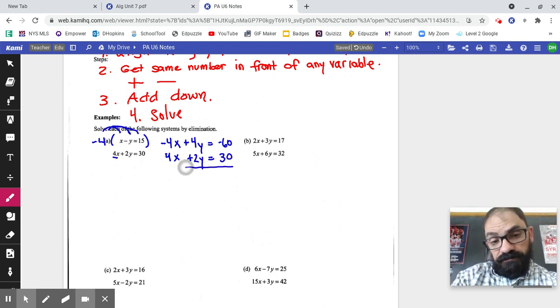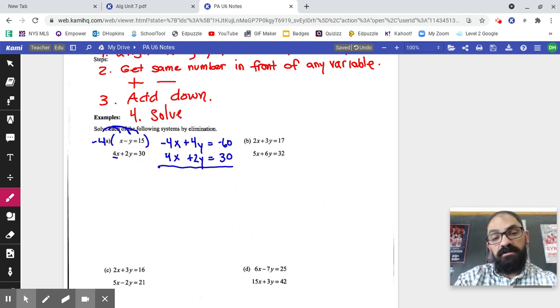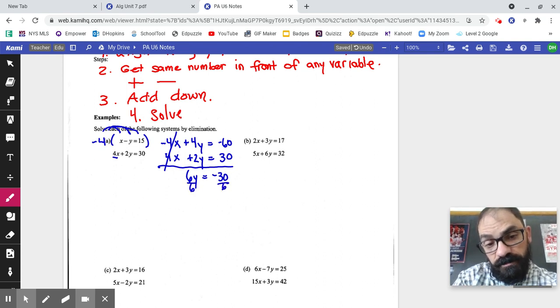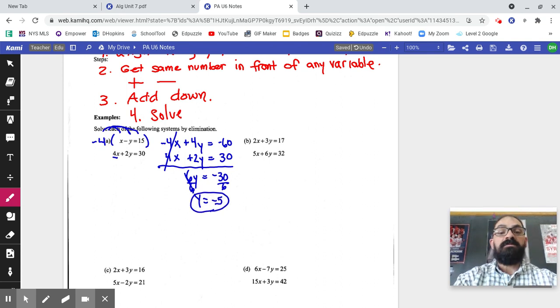We're on step 3. When I add these down, the x's cancel. So I'm left with 6y equals negative 30. And then I can go ahead and solve for y, and then use that answer to solve for x. All right, divide both sides by 6. Here we go. y equals negative 5. A little bit faster to arrive at the answer than the substitution method that we learned previously, but this is a little difficult. So let's find the x.